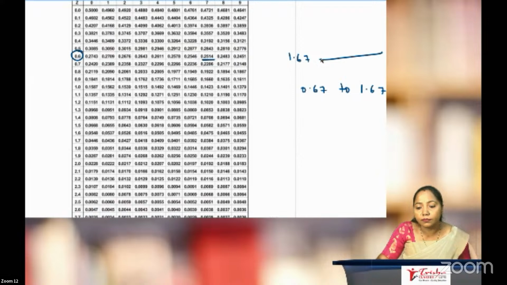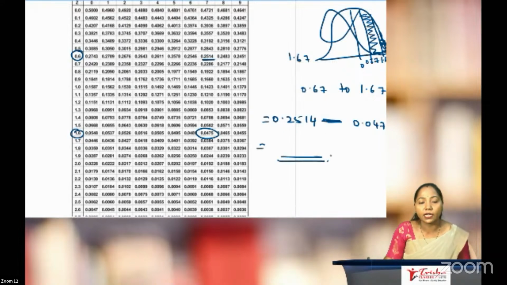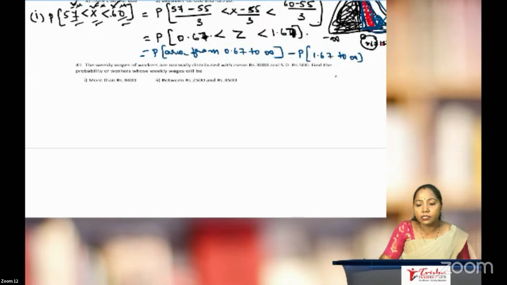When you draw the bell-shaped curve, 0.67 to 1.67 is this area, where our answer lies. This portion is not required; it is removed. So for 0.67, the area is 0.2514, minus we are removing this area, for 1.67, that is 0.0475. So you subtract and find the answer. What is the answer?